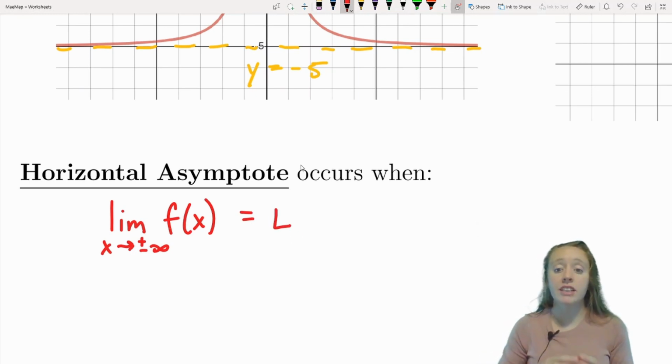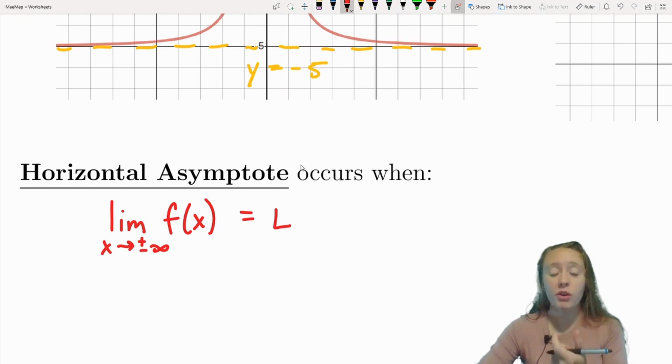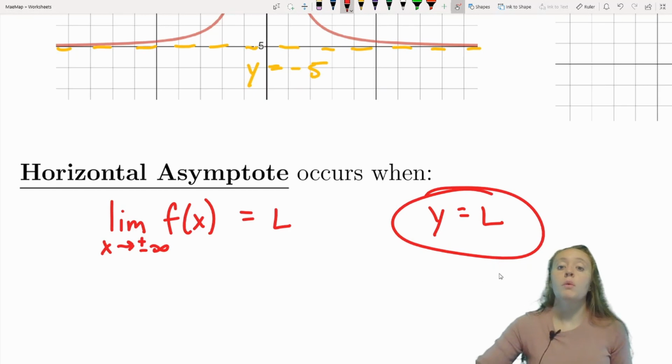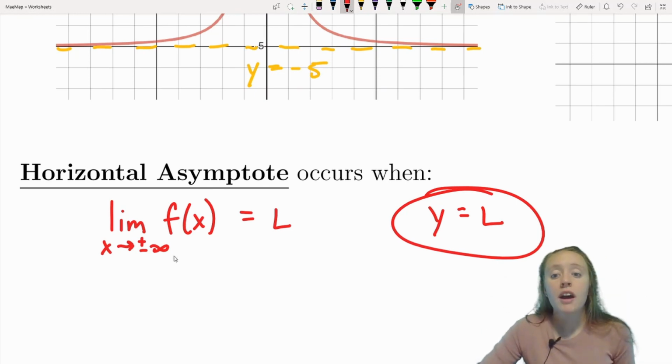So if the limit of f of x as x approaches positive infinity equals L, that's a horizontal asymptote. Or if the limit of f of x as x approaches negative infinity equals some other L, well, that is also a horizontal asymptote. And when I say horizontal asymptote, I'm talking about that line y equals L. That is our horizontal asymptote. Whatever the limit is, as x approaches infinity or negative infinity, if that limit of our function is finite, that's a horizontal asymptote.